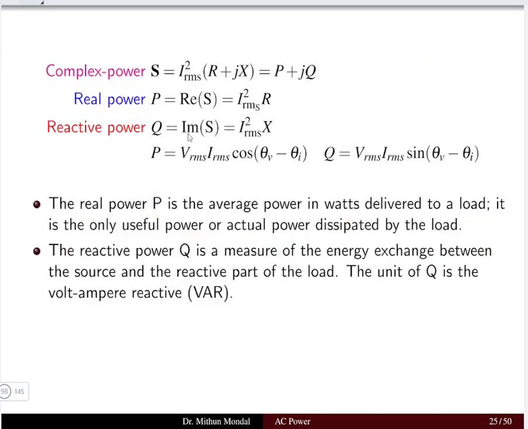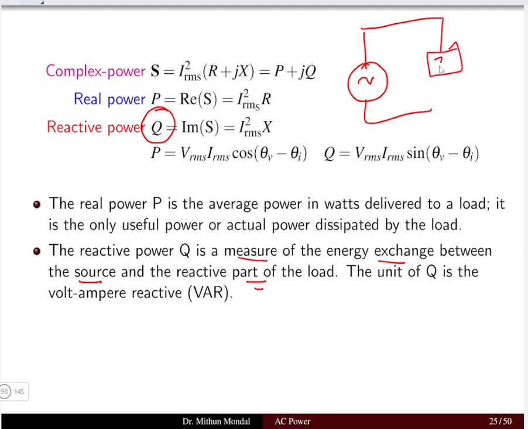Okay. Now the reactive power Q, which is the measure of the energy exchange between the source and the reactive part of the load. So your source is basically AC in nature and you have the load Z, which is comprised of two components, R plus jX. Now this X can be either an inductor or a capacitor. So there will be a continuous flow of energy to and fro because of the AC cycle.